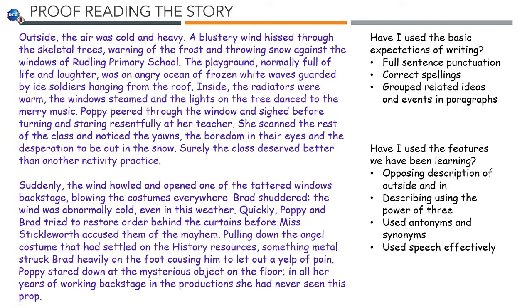Now I'm also going to think about, when I proofread and edit, have I used the features we've been learning? So have I used opposing description of outside and in? Well, I think in the first paragraph you can see I have, with the outside being cold and heavy, being very blustery, really windy and just not very welcoming. Whereas inside it's nice and warm, everything seems to be calm. Even though the children are bored, they're still calm.